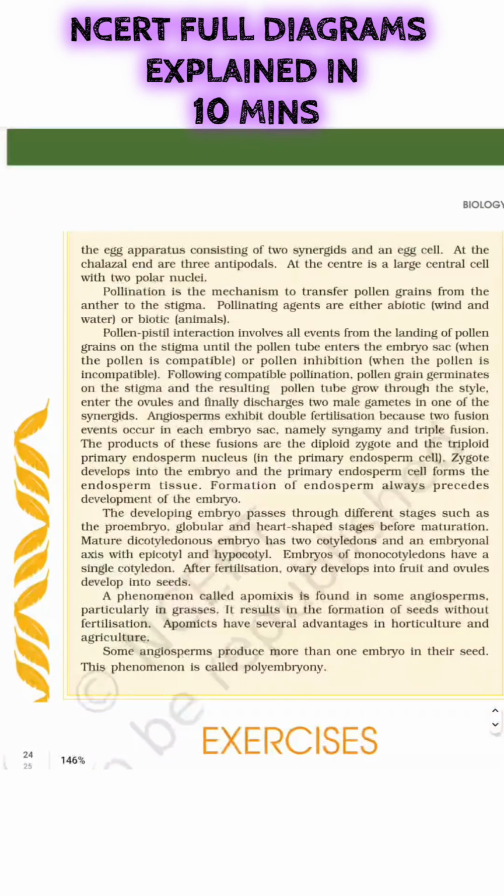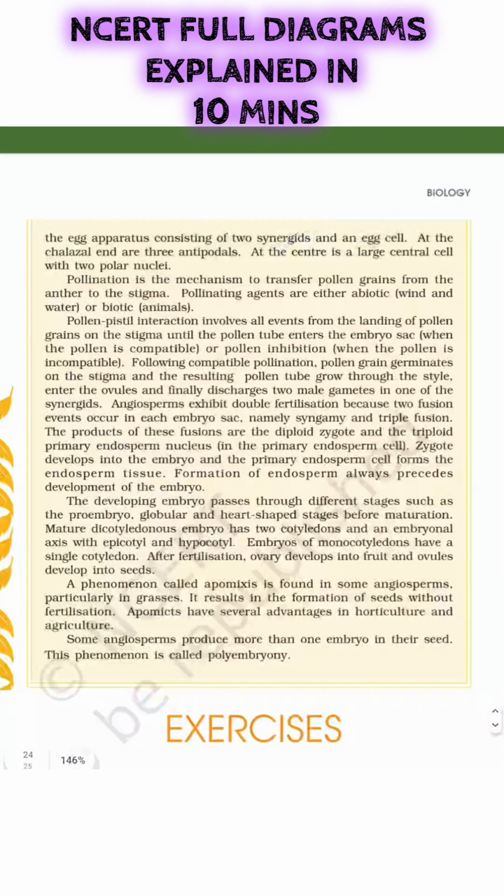At the micropylar end is the egg apparatus consisting of the synergids and the egg cell. At the chalazal end there are 3 antipodals. And at the center there's a large central cell with 2 polar nuclei. Pollination is a mechanism of transfer of pollen from the anther to the stigma. It can be from the same plant, different plant, one flower, different flower. All those differ into different categories. Pollinating agents are either abiotic in case of wind and water, or biotic in the sense animals.